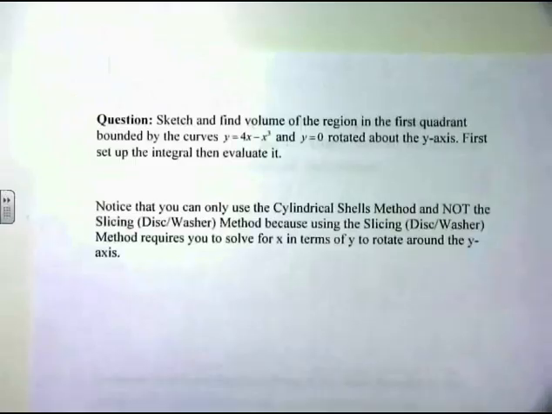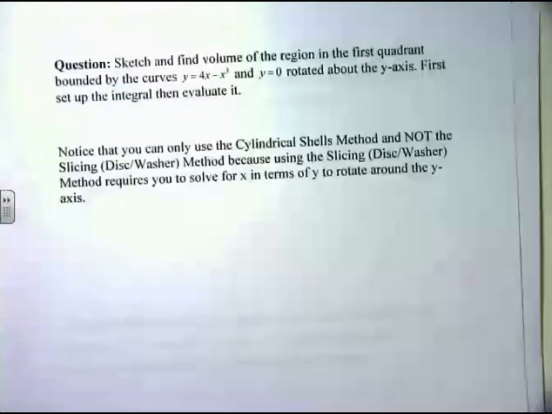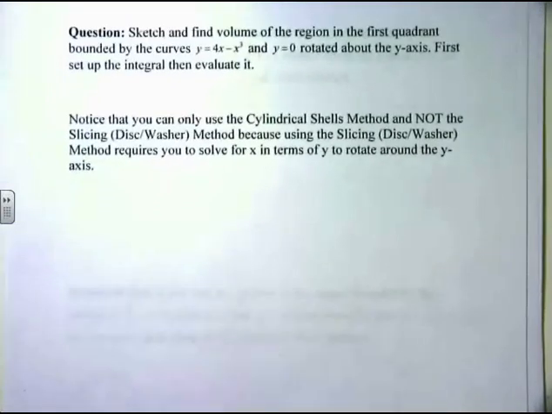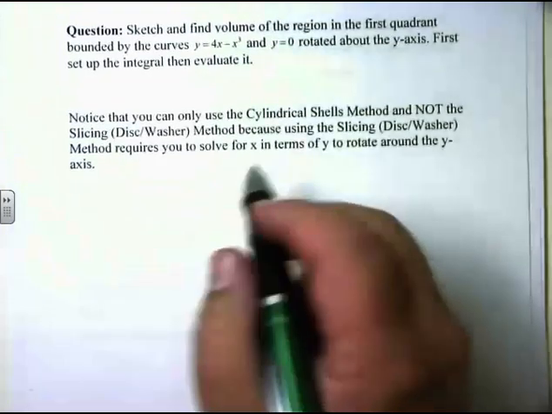So let's look at some applications of this. First off, let's take a look at this question. Sketch and find the volume of the region in the first quadrant bounded by the curves y equals 4x minus x cubed and y equals 0, rotated about the y-axis. First, set up the integral and then evaluate it. All right, but look at this problem. First off, let's graph this region.